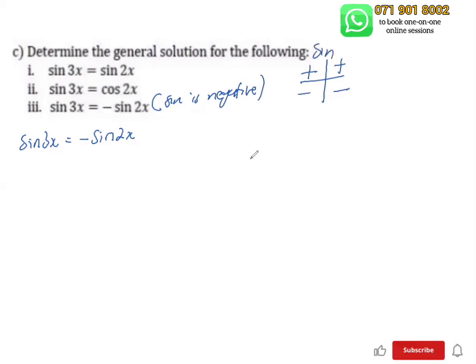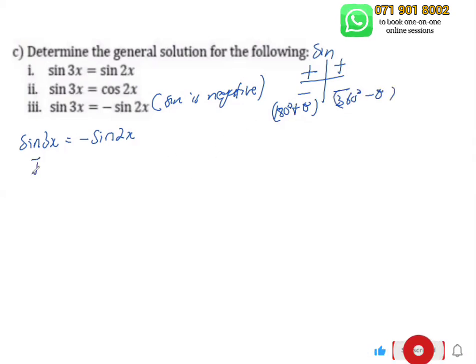So this is for sine. That means the solutions that we are looking for are in the third quadrant and also in the fourth quadrant. In the third quadrant, we have 180 degrees plus theta. And then in the fourth quadrant, we have 360 degrees minus theta, right? So these are the reduction formulas that we have within the third and the fourth quadrant.